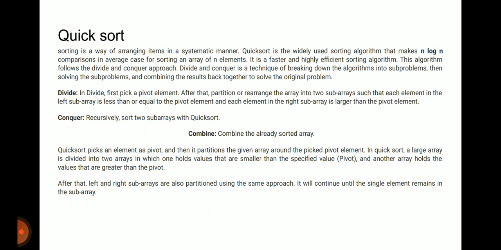Quicksort picks an element as pivot and then partitions the given array around the picked pivot element. In quicksort, a large array is divided into two arrays, in which one holds values that are smaller than the specified value or pivot, and another array holds the values that are greater than the pivot. After that, the left and right subarrays are also partitioned using the same approach. It will continue until a single element remains in the subarray.